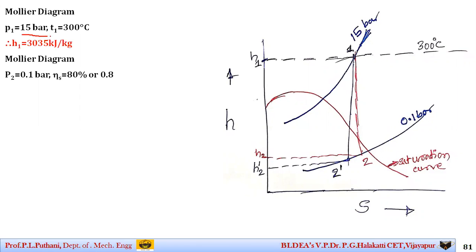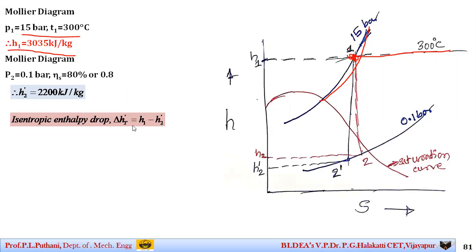For a pressure of 15 bar and 300 degrees Celsius, that is, if I move along the 15 bar pressure line and the temperature line of 300 degrees Celsius, at this point where they coincide, this is the value of 1, that is H1. From the Mollier chart, I have got its value as 3035 kilojoules per kg. Then moving downwards, I will get the value of 2 dash at a pressure of 0.1 bar. So now the value of H2 dash is 2200 kilojoules per kg.